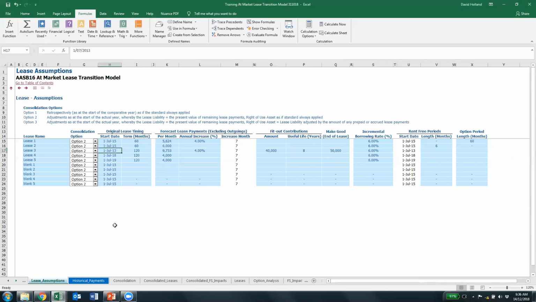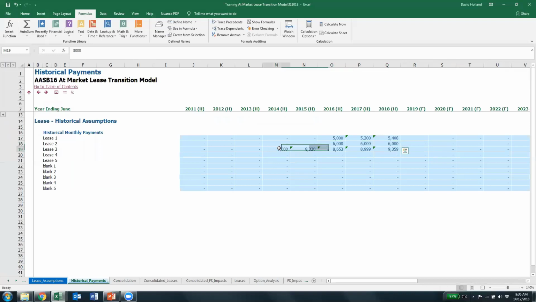So the lease commenced 1 July 13, which means the first financial year of historical payments should be 2014. And you can see that's there. So it commenced at 8,000 and increased by 4% each year along there, because they're all June numbers. So June 2014, June 2015, June 2016, up to June 2018.